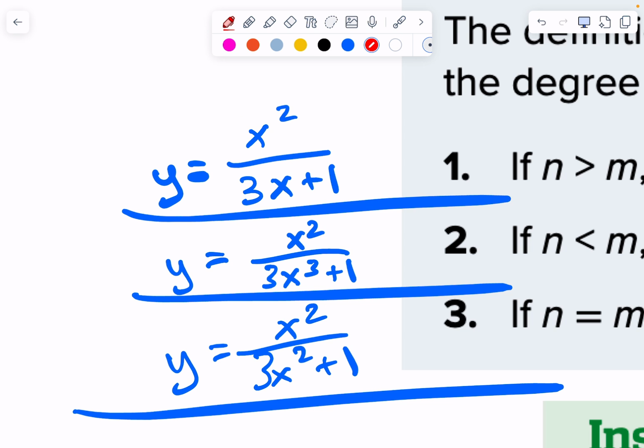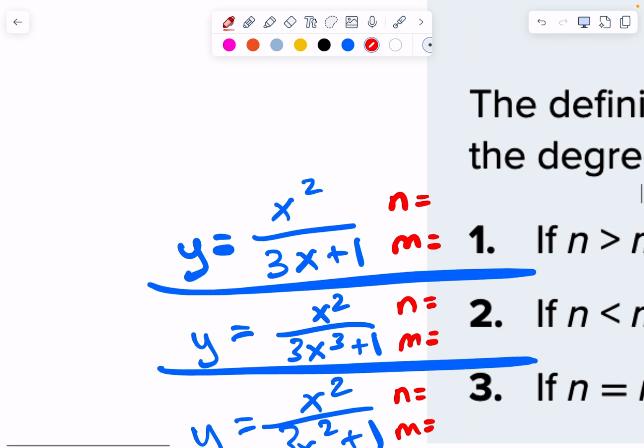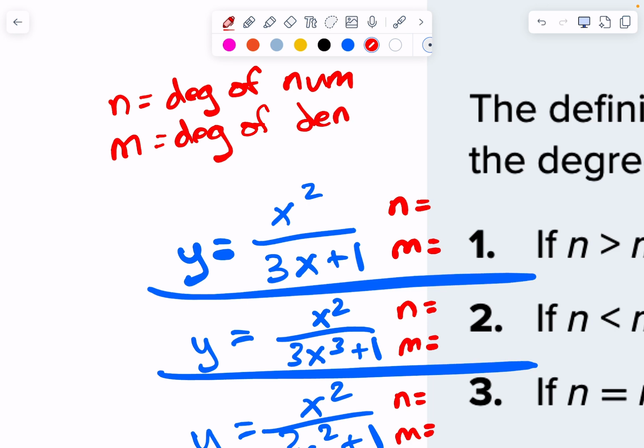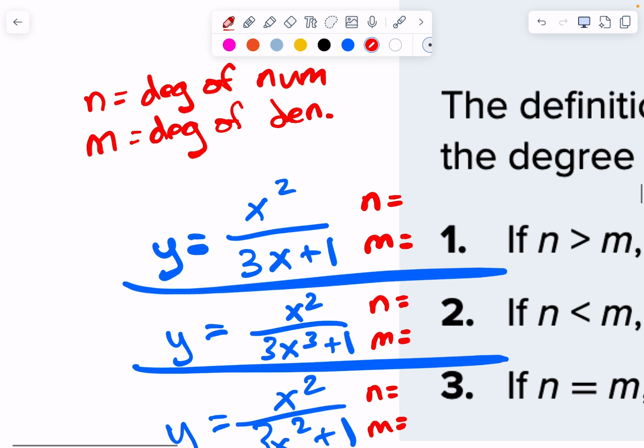We have to figure out where the horizontal asymptotes are located. And there's 3 rules, and they're really easy, but here's how you memorize them. Yes, they do match up with the 1, 2, 3. We are looking for what's called N and M for each one of these. N is the degree of the numerator, the top. M is the degree of the denominator, the highest power of the top and the highest power of the bottom. That's pretty easy.